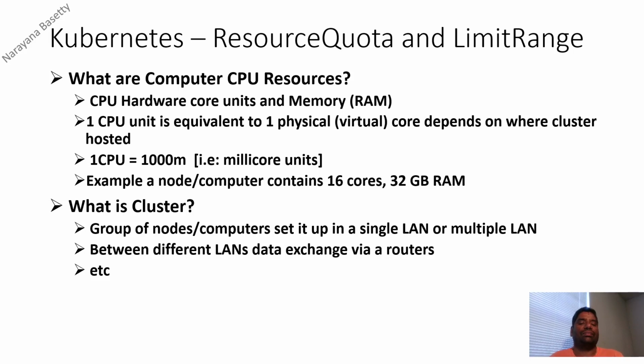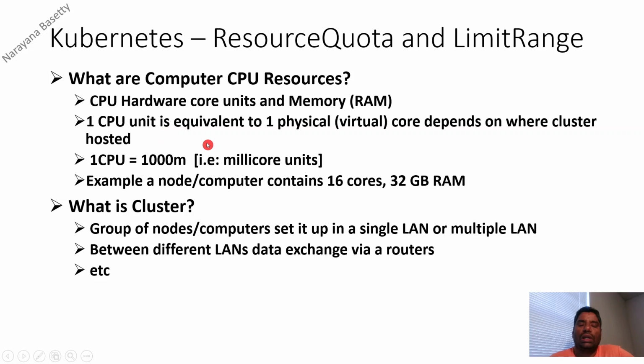The same way, we are going to host applications in the Kubernetes engine. So Kubernetes engine also depends on the CPU resources. That's the reason we were talking initially about CPU resources, and then we will go further to understand how we configure resource limitations. CPU hardware core units and memory, that is random access memory. We are all aware of it.